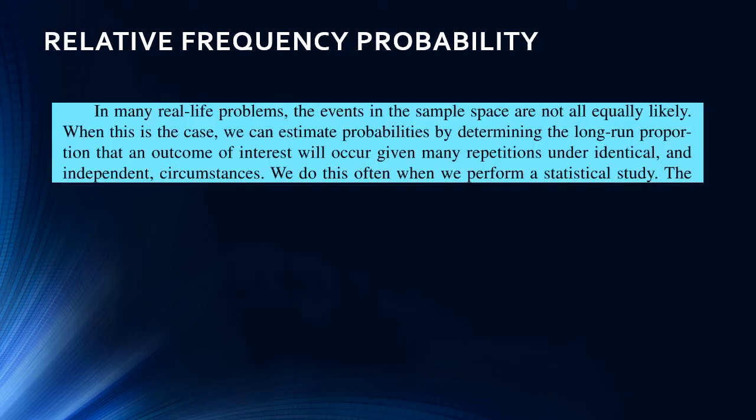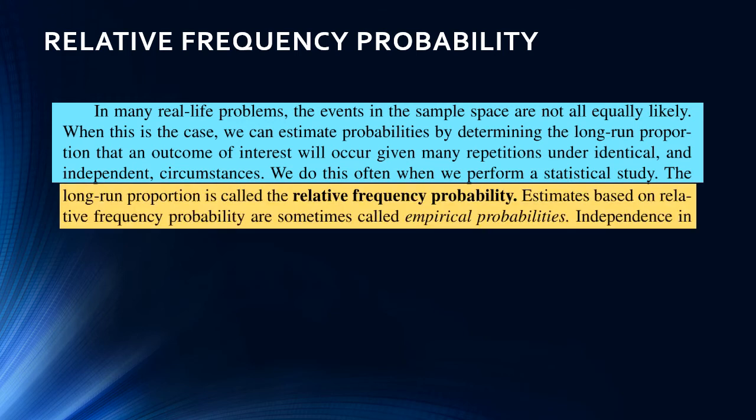In many real-life problems, the events in the sample space are not all equally likely. When this is the case, we can estimate probabilities by determining the long-run proportion that an outcome of interest will occur given many repetitions under identical and independent circumstances. We do this often when we perform a statistical study.